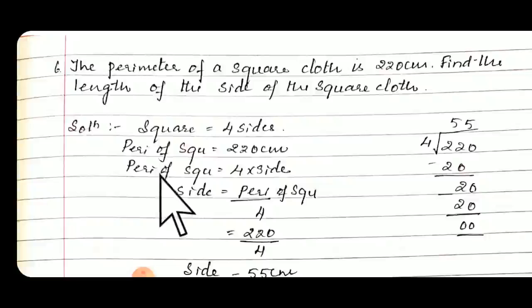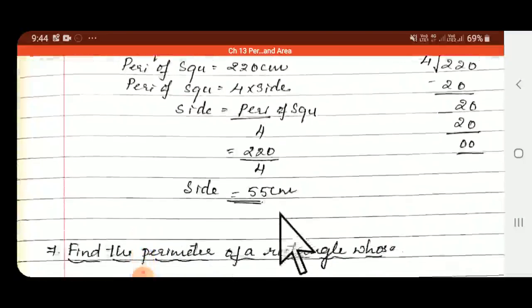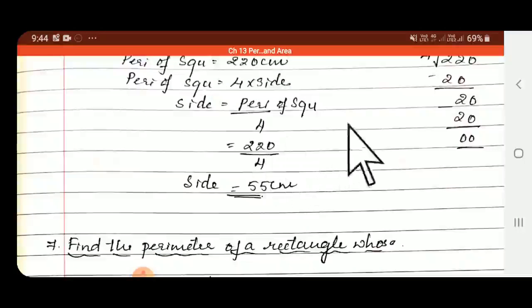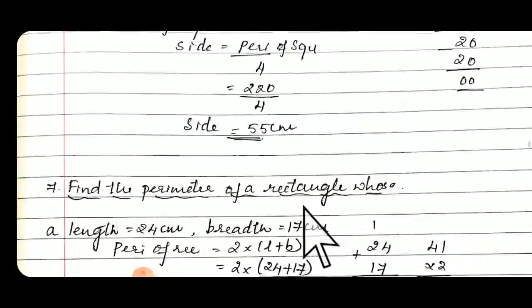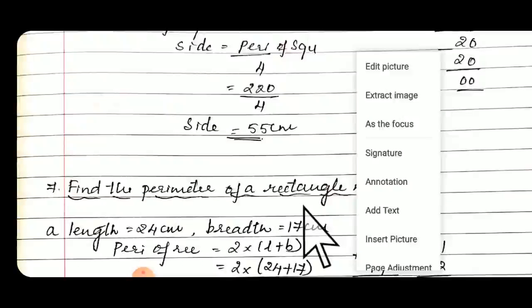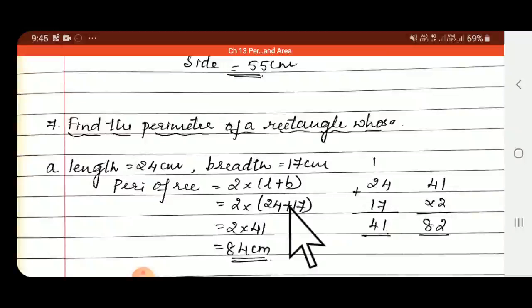Write down the formula. Regular perimeter of a square is equal to 4 into side to find the perimeter. But now we have to find side. So bring side out: side is equal to perimeter of a square divided by 4. So how much is given there? 220 centimeters. When you divide, you will get 55 centimeter. One side is 55 centimeter. That means all the 4 sides will be 55 plus 55, for 4 times.